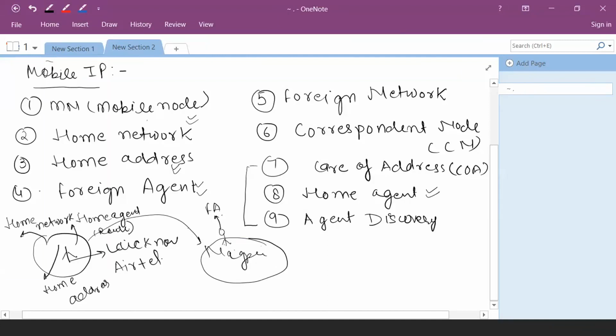Now, this is the foreign network, and this is the foreign agent, the router which is responsible for routing as well as the network maintenance of the connectivity to the internet. The foreign network provides me a temporary address that is called the care of address. This is the seventh one. So now I am connecting to the internet and I am taking your lecture by using the care of address only.